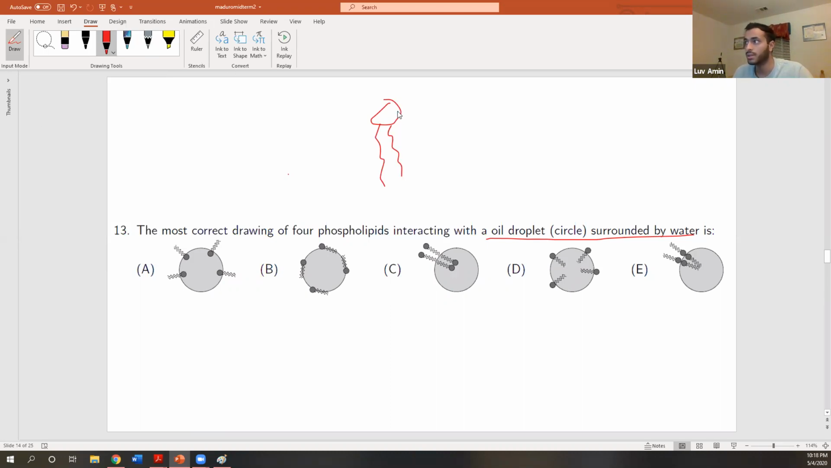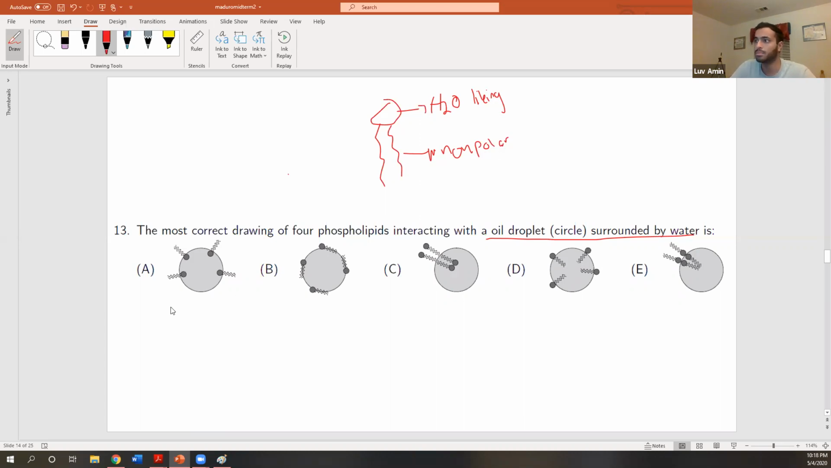What does that mean? If you have a phosphate head, it's going to be hydrophilic. It's going to be polar, so it's going to interact with water, right? So I'm going to put H2O liking. While a hydrocarbon chain is nonpolar, and nonpolar does not like water. It would want something more nonpolar, just like itself, so something like oil, right?